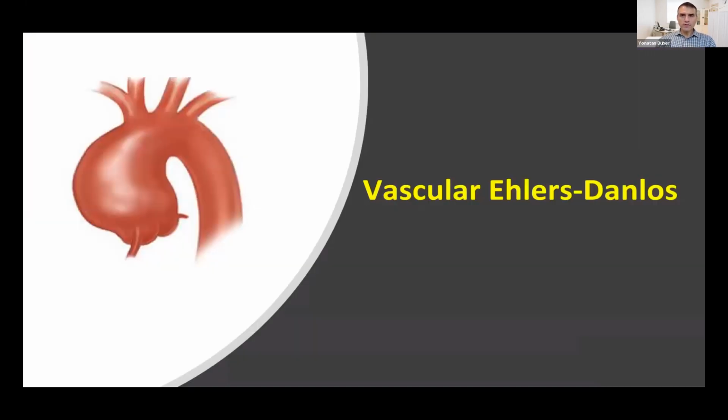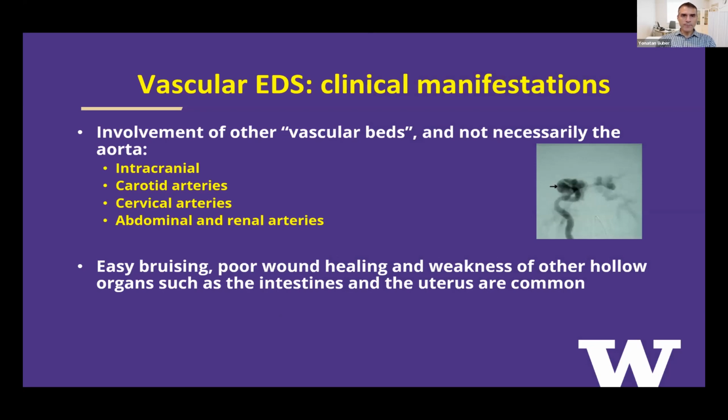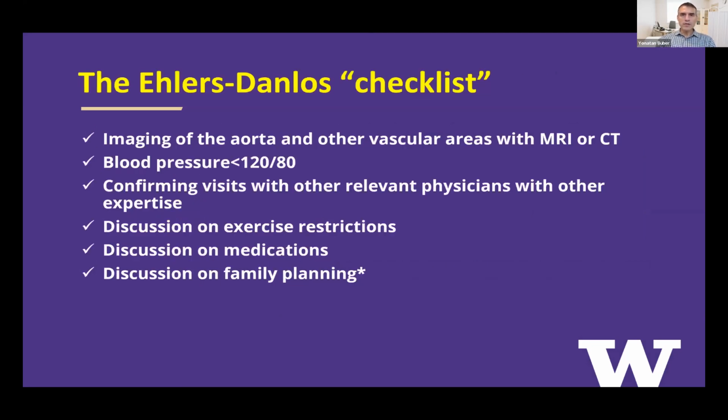And then finally, vascular EDS. As many of you know, that's a condition that involves other vascular beds as well, especially the intracranial, so inside the skull, carotid vessels, cervical vessels, but also abdominal and renal arteries. Those patients have easy bruising, poor wound healing, and importantly, involvement of other hollow organs, such as the intestines and the uterus. The EDS checklist in our clinic is almost identical to the Loeys-Dietz checklist.